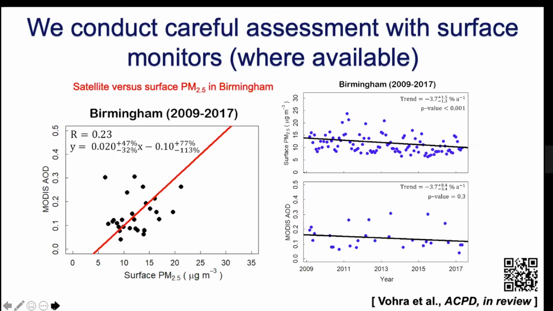So instead, we directly looked into the trends in both surface PM2.5 and MODIS AOD, and we observed similar values of 3.7% per year for both in Birmingham, and similar results were obtained for London. We did not get a good agreement from the monthly means, but when we looked into the time series of the monthly means, we did get a good agreement between the two. Our work is currently in review, and if you are interested, you can have a read through.